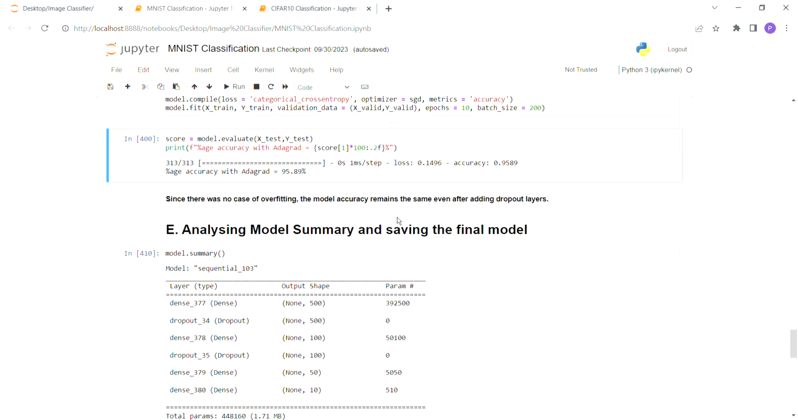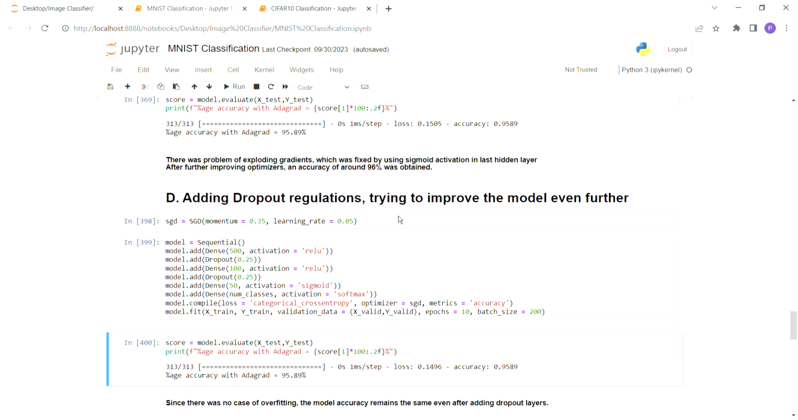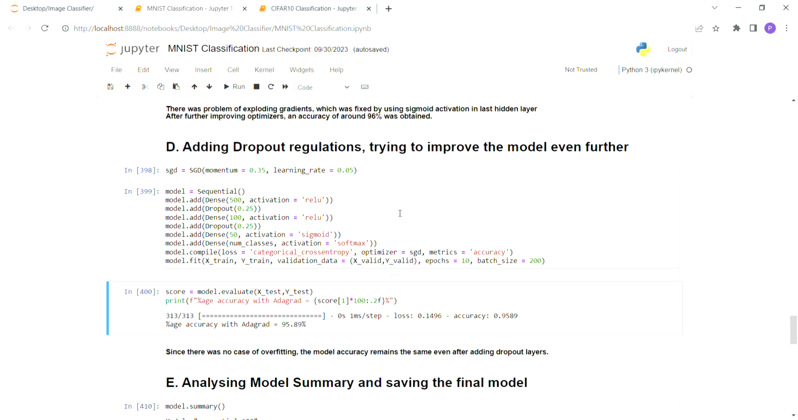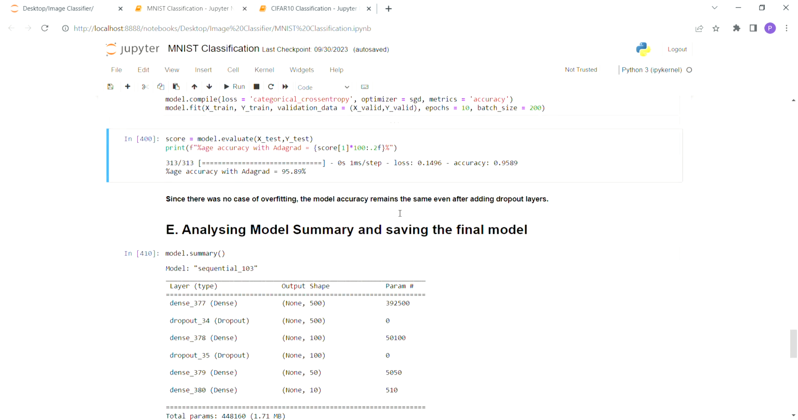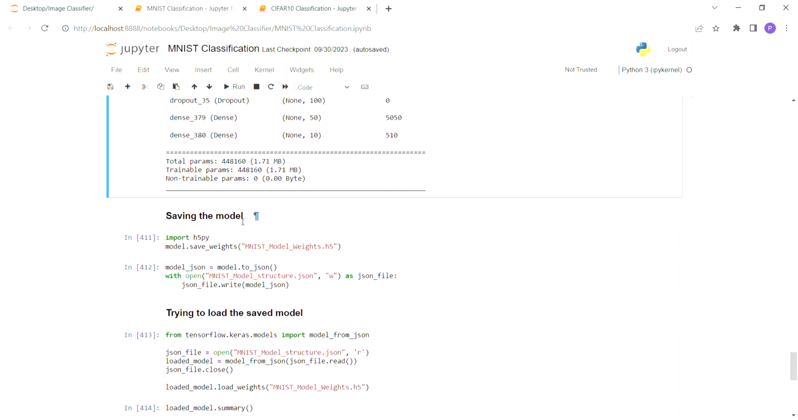Then we can see that a three hidden layer model with SGD with momentum as the optimizer works pretty well for the function. And then we can just look at the summary of this model. We have a total of three hidden dense layers, and finally an output layer of 10 dimensions. And then we will be just saving the model.